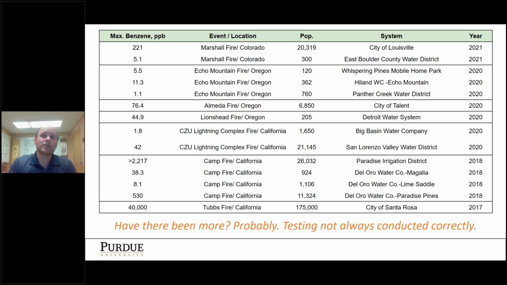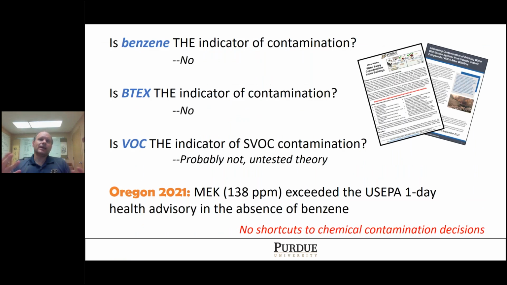So I'm betting that there is more contamination of water systems out there after fires, but the testing necessarily hasn't been done correctly. So one of the takeaways here is, after a wildfire, you should be concerned not only with bacteria testing, but chemical testing of the water system. And chemical testing of the water system is more than benzene. It's more than BTEX, this benzene, toluene, ethylbenzene, xylene, and it's probably more than VOCs, volatile organic compounds, but we don't really have a good understanding of that yet because there's so little testing associated with it.